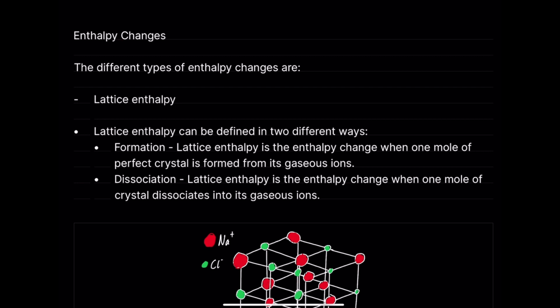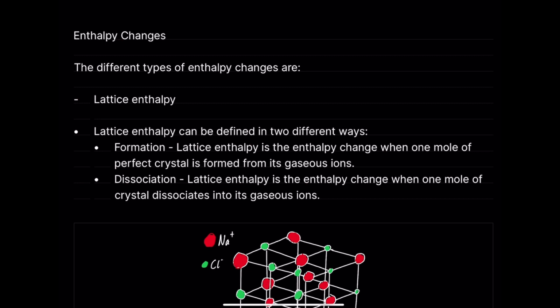The first type of enthalpy that you should know about is called lattice enthalpy. Lattice enthalpy can be defined in two ways. Lattice formation: the lattice enthalpy is the enthalpy change when 1 mole of a perfect crystal is formed from its gaseous ions. And lattice dissociation: the lattice enthalpy is the enthalpy change when 1 mole of a crystal dissociates into its gaseous ions.